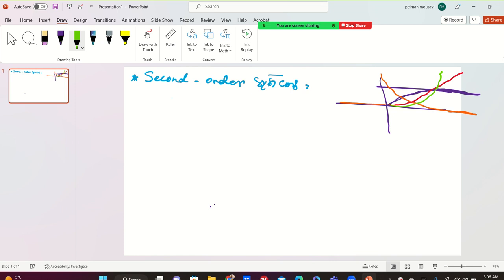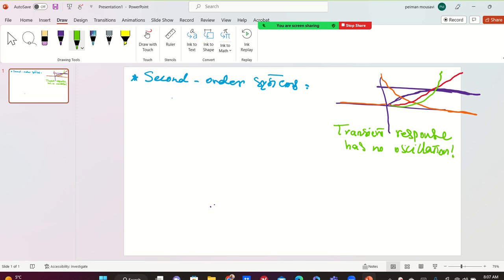Okay? So the characteristic of the first order systems was that the transient response has no oscillation. But when you increase the order of the system, eventually we're going to see the oscillations.